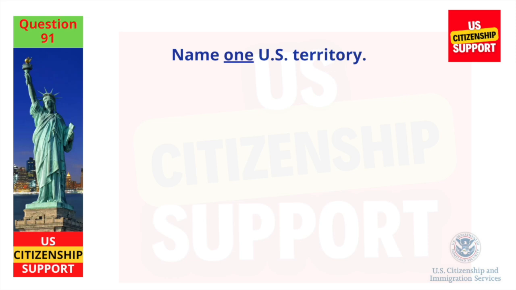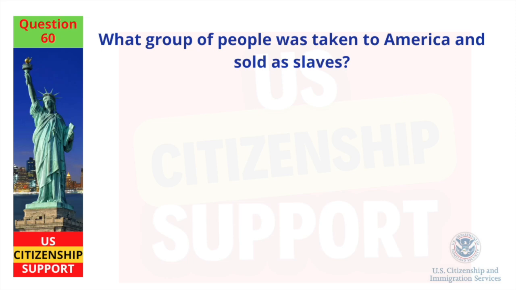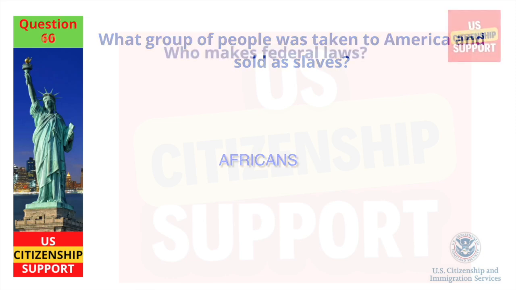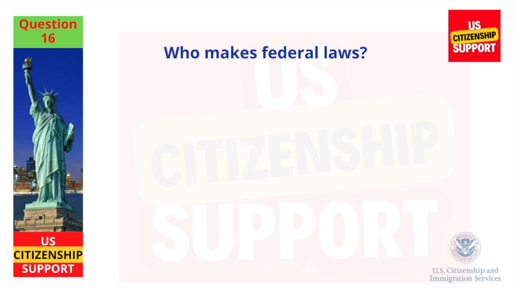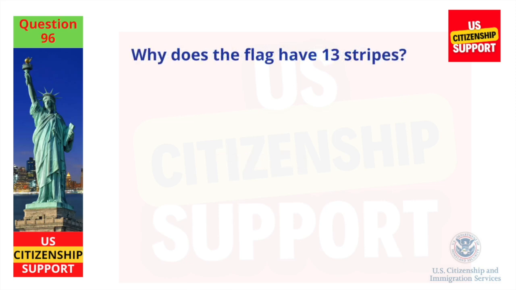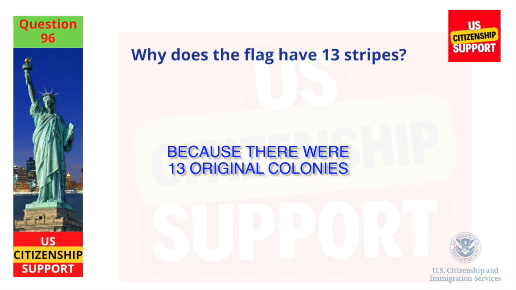Name one U.S. territory. Guam. What group of people was taken to America and sold as slaves? Africans. Who makes federal laws? Congress. Why does the flag have 13 stripes? Because there were 13 original colonies.